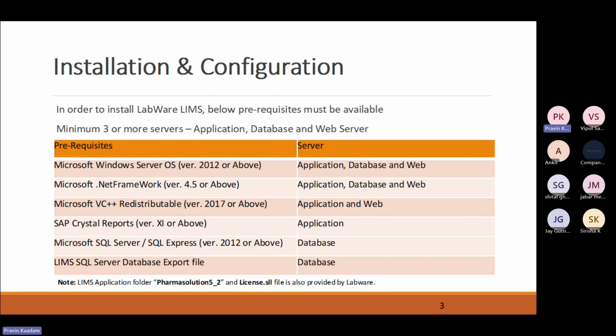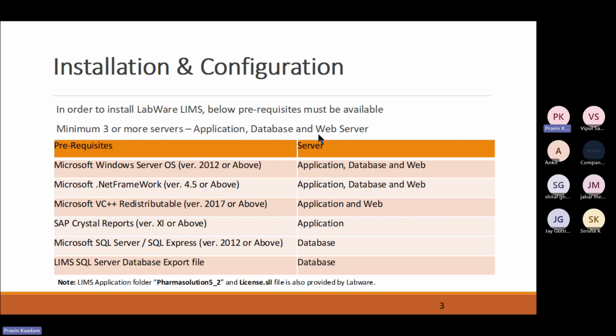Now, if you want to install Labware LIMS, what are the prerequisites which should be present? We should be very clear what prerequisites should be available before you start the installation process. For installation in any organization, you need at least 3 servers.